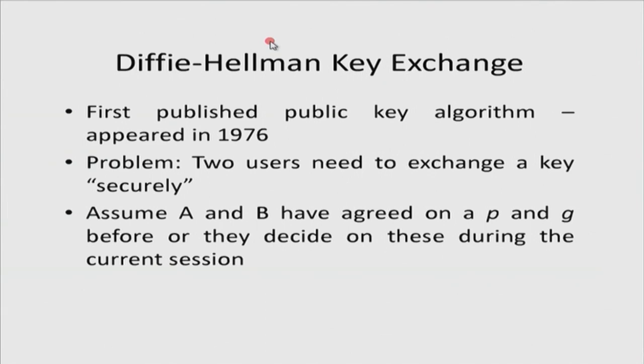So once again, most of you are familiar with this. This was an algorithm, or actually a protocol, the Diffie-Hellman key exchange protocol, that came up in the year 1976 by these two gentlemen, Diffie and Hellman. The problem is the two sides need to exchange a key securely. So they need to come up with a common session key. Assume they've already agreed on a p and a g. If they've not agreed, then A can decide on it and just send it to B. So let's just see how this would work then.